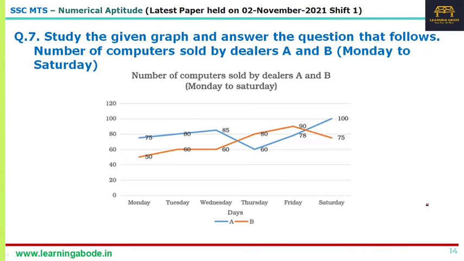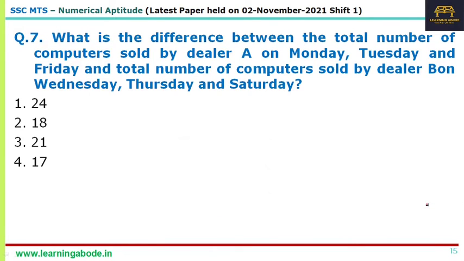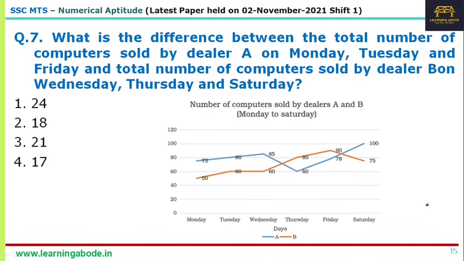Now question number 7, another very simple data interpretation question. This question gives us the sales numbers of two dealers, A and B. A is represented in blue line and orange line represents B, and the sales numbers from Monday to Saturday is given. So let's see what is the question. The question is the difference between sales on Monday, Tuesday, Friday of A and sales of B on Wednesday, Thursday and Saturday. Let's just look at the numbers.